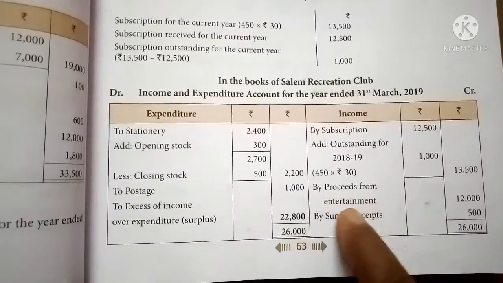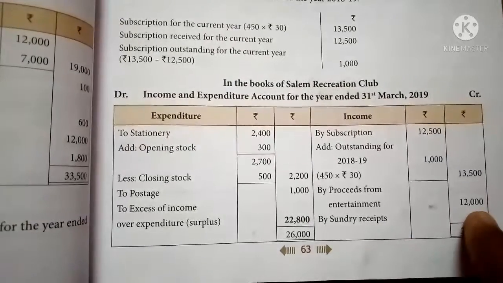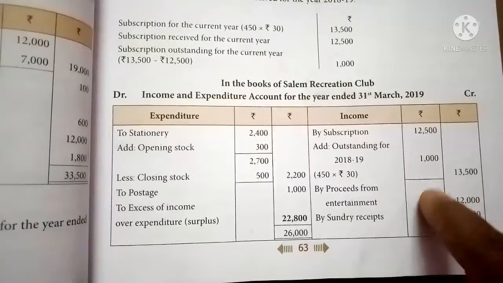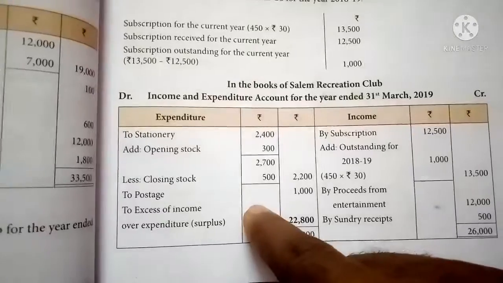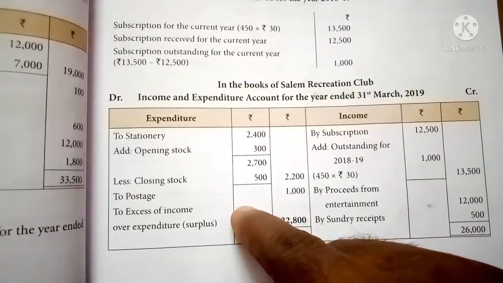Then by proceeds from entertainment, 12,000. By sundry receipts, 500. These 3 items are revenue items, already given on the receipt side. Then from the expenditure side, from the payment side of the receipt and payment account, take only the revenue payments.